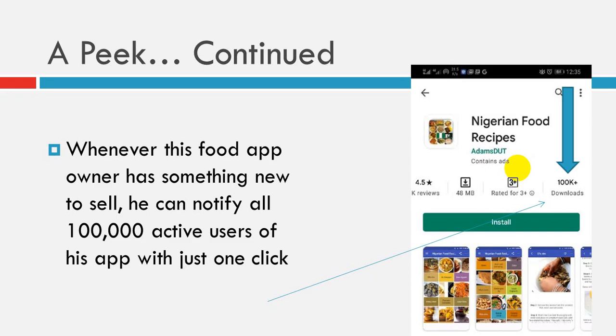Look at this recipe app. Whenever this food app owner has something new to sell, he can notify all 100,000 active users of his app with just one click. Just one click. That is the benefit of building your platform, your following.